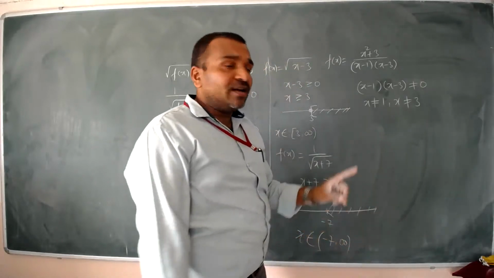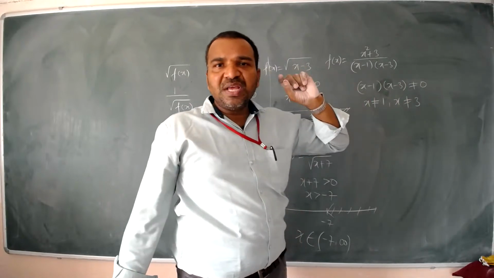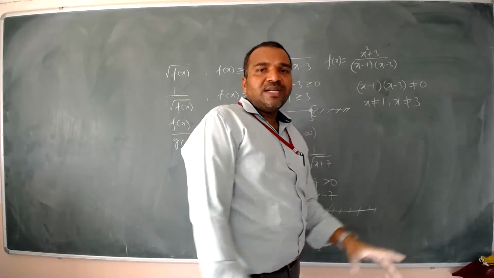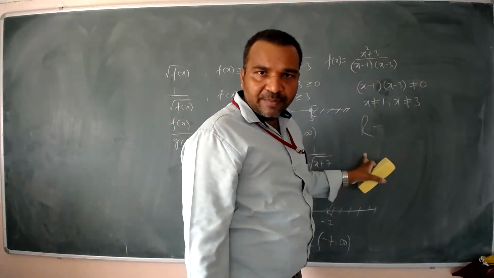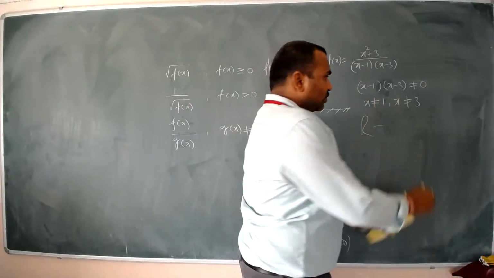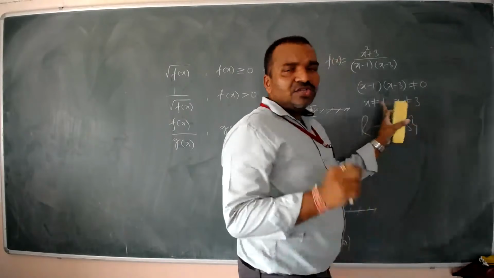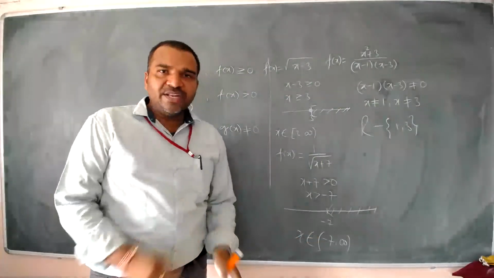Means we cannot put the input values 1 and 3. So we can substitute every value except these two values. Correct? So what is the domain? We can substitute the total real numbers except these two values. What are those two values? 1, 3. It is not an interval. These two are elements. Okay. Thank you, ma'am. We will discuss the remaining later.